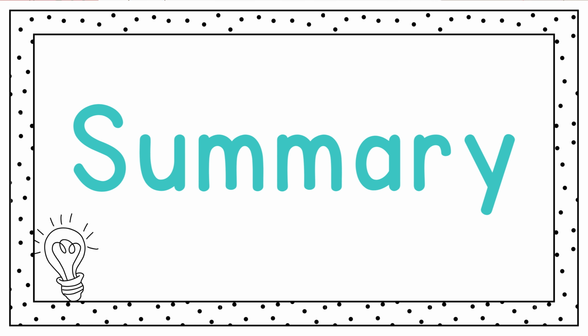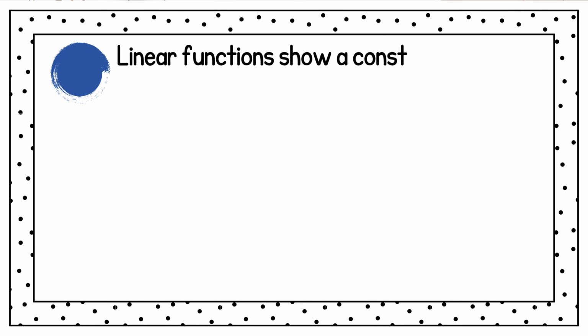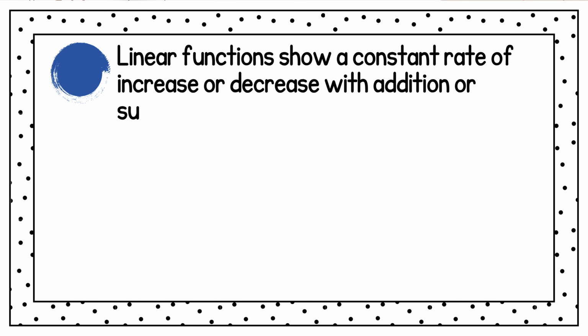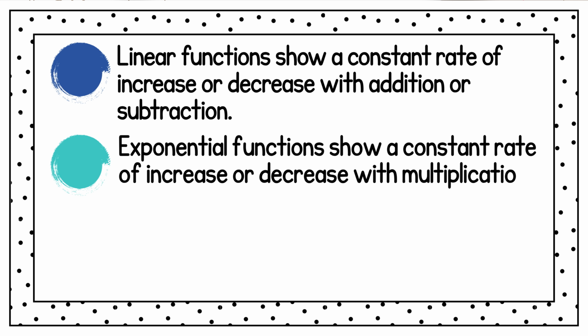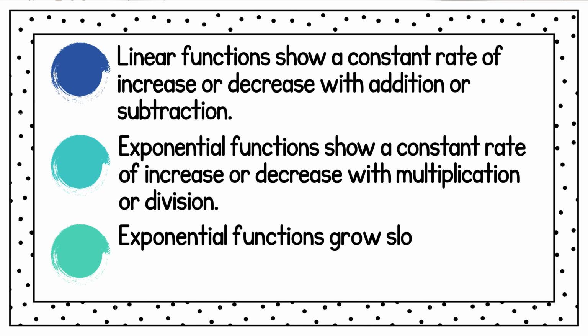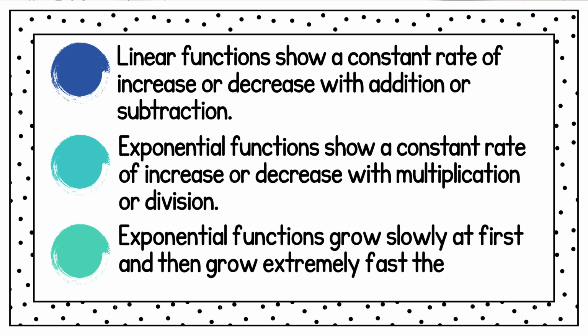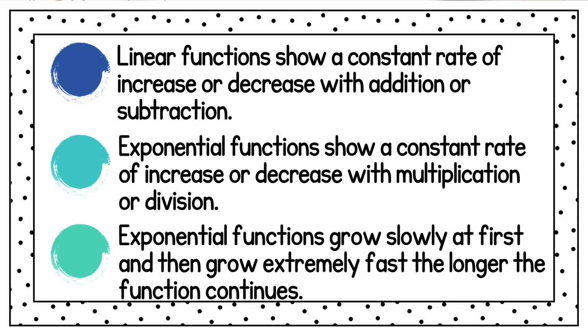Let's recap what we've learned. Linear functions show a constant rate of increase or decrease with addition or subtraction. And exponential functions show a constant rate of increase or decrease with multiplication or division. Exponential functions grow slowly at first and then grow extremely fast the longer the function continues.